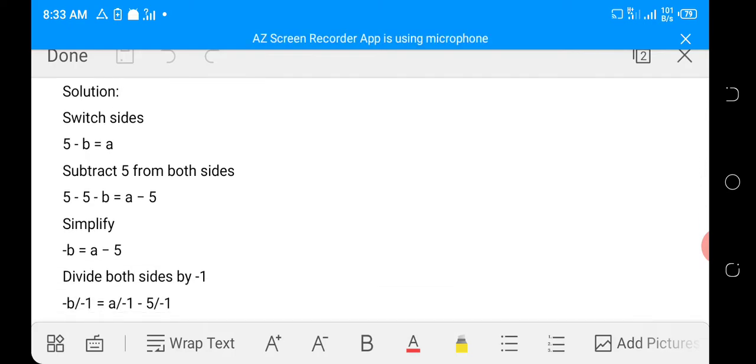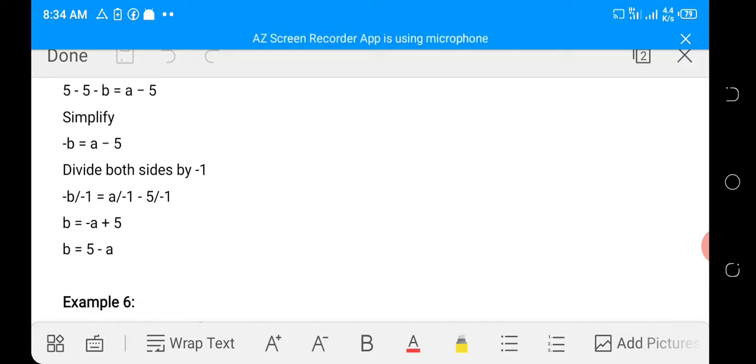Then, we want to make b the subject of the formula. So, we need to undo that 5 from both sides, and that is going to be subtraction of 5 from both sides. So, we have 5 minus b minus 5 is equal to a minus 5. Solving this, we have minus b is equal to a minus 5. And we are not done because what we have is minus b, and the question says we should make b the subject of the formula.